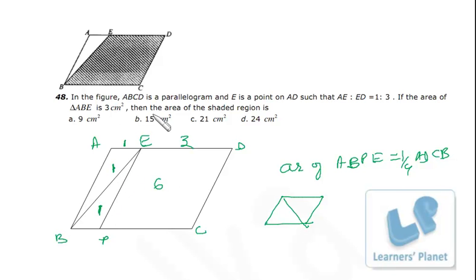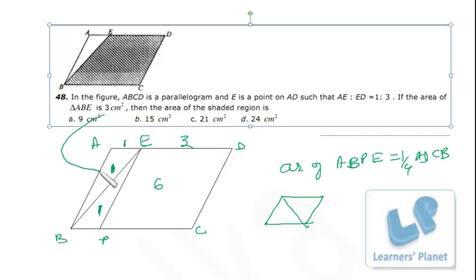Now we want the area of the shaded region. This is 1 part, this is 1 part, this is 6 parts. So the shaded region is 1 plus 6, 7 parts. In all it is 7 parts. Now 1 part is practically 3, that's given over here. So 7 parts must be 21.